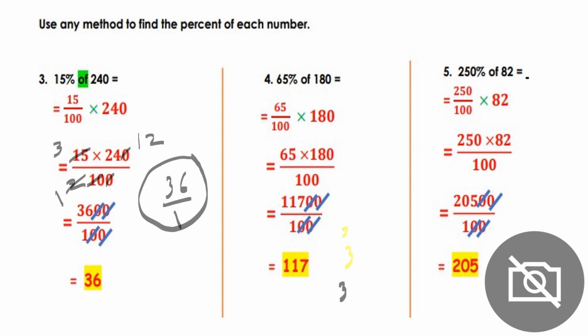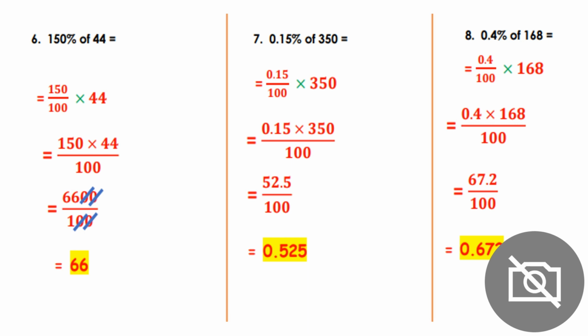This is the short division method. Which one is easy, that you can follow. So here if you use any method, you will get 117, and here you will get 205. The questions are the same type. See here, 150% of 44. This also same way.